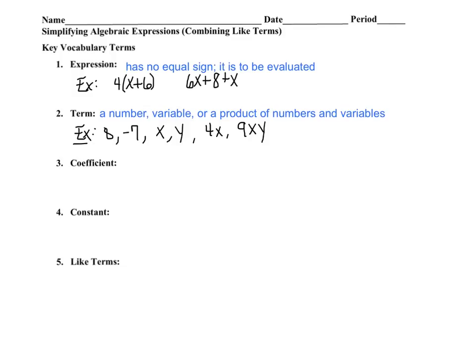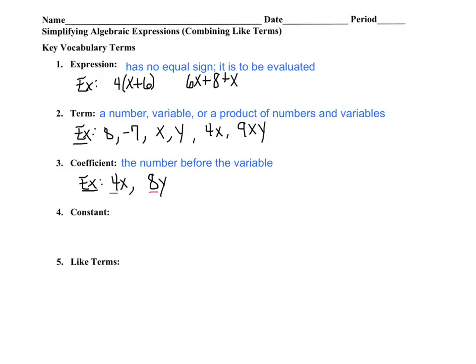Our next vocabulary term that we should know is a coefficient. The coefficient is the number before the variable. For example, if I have something like 4x, our coefficient is 4. If I had something like 8y, my coefficient would be 8.